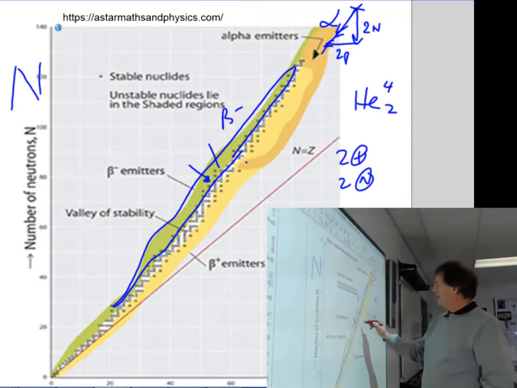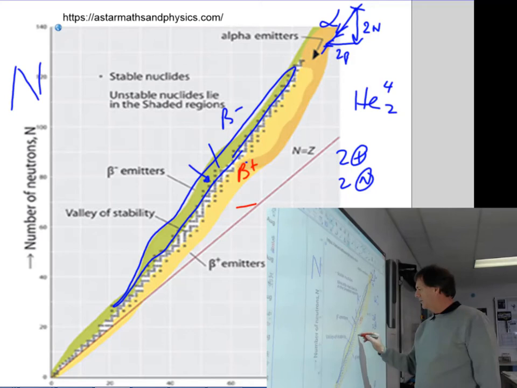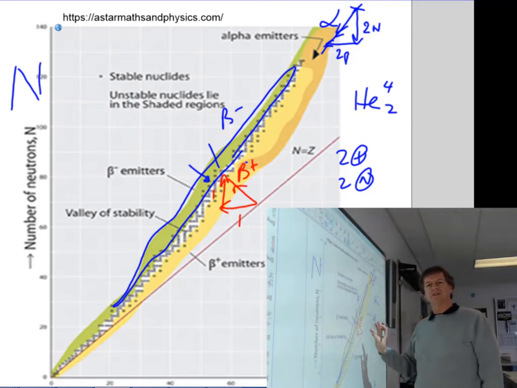So in this one here, the beta plus ones are below the line there because they've got too many protons. They're going to remove the proton there, gain a neutron in that process, and move in that direction to a daughter nucleus which is closer to the line of stability or even on it.